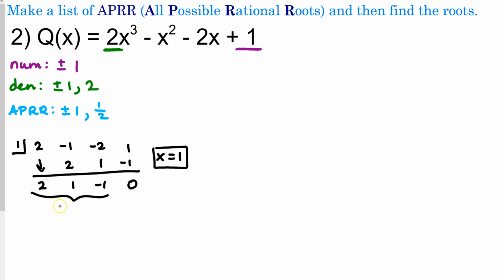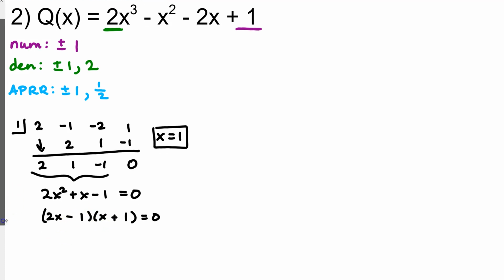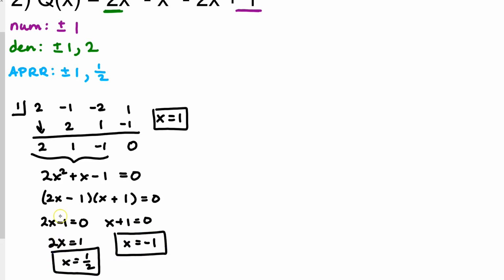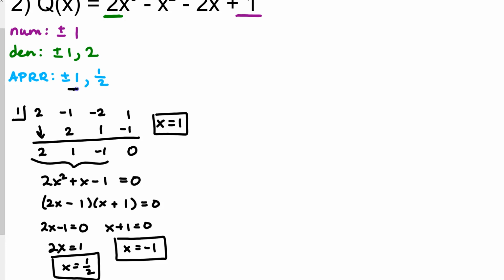And then from here, we have 2x squared plus x minus 1. We can set that equal to 0. Let's see if that factors. We might as well try it. Looks like it does. So if we set each of those factors equal to 0 and solve each one, we end up with x equals 1/2 and x equals negative 1 as the other two roots, and those are all in the APRR list. We have positive 1, we have negative 1, and we have positive 1/2.